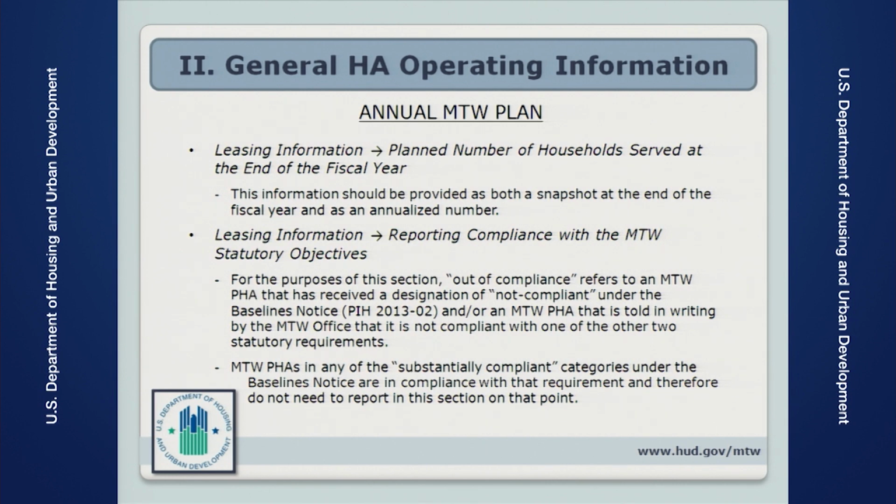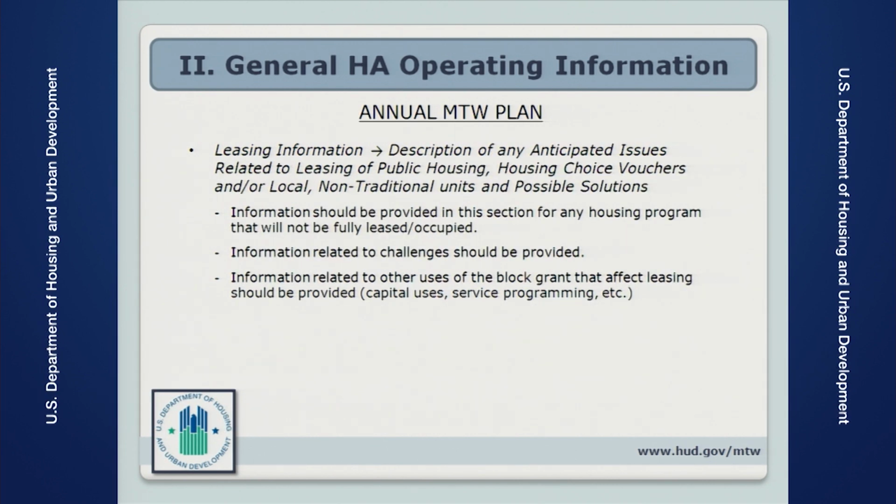So if either of those cases are not met, then the agency does not need to provide information in this section. We just wanted to make a note that, again, any substantially compliant determination under the baselines notice does represent compliance with the statutory objective or requirement, and therefore the agency would not need to report in this section of the plan. Next, the agency would give a description of any anticipated issues relating to leasing of public housing vouchers or their local non-traditional units.